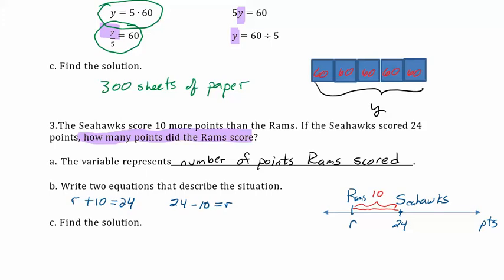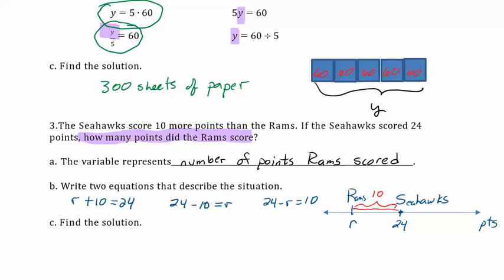Another equation that you might see is the difference between 24 and R is 10. So you could say 24 take away R equals 10, right? The Seahawks score take away the Rams score is 10. You could do that. I can't think of any others off the top of my head here. If you have another one that you think might work, you could email your instructor and get some feedback about that.